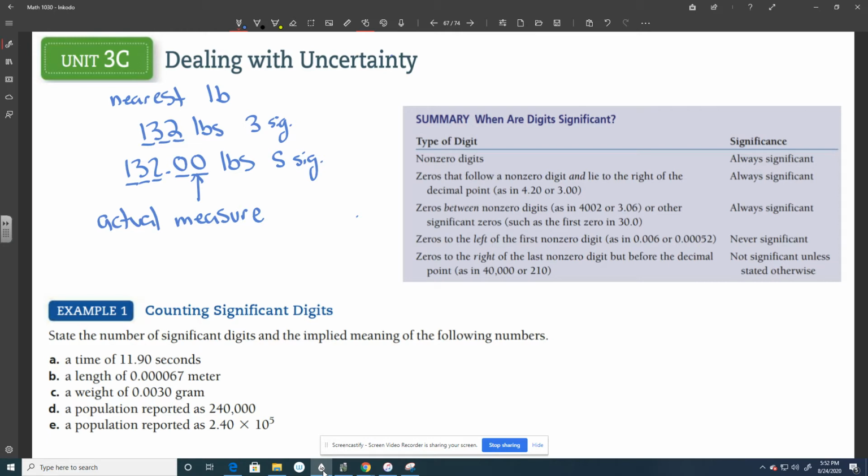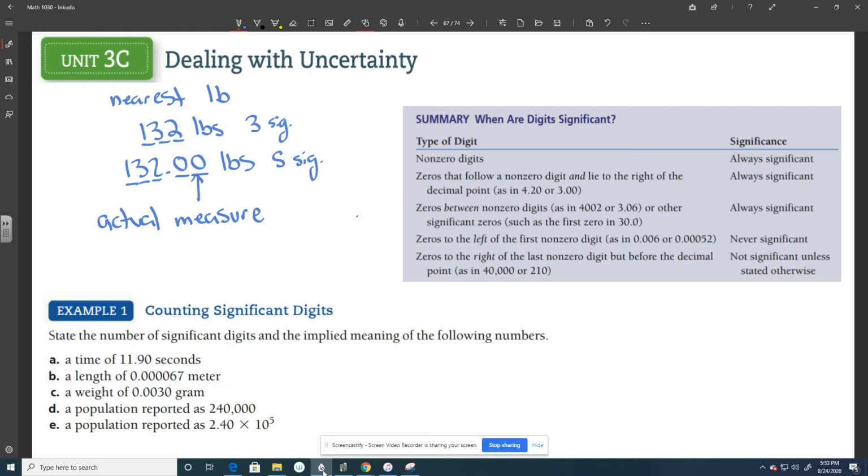Okay, and there's all these rules that you can read through. You might want to pause the video. I'm not going to go through all of them in detail, but pause the video, read through them really quick. And it kind of explains to you what is considered a significant digit and what is not. So for example, non-zero digits are always significant. So if you're reading the numbers and there's no zeros, those are always significant digits.